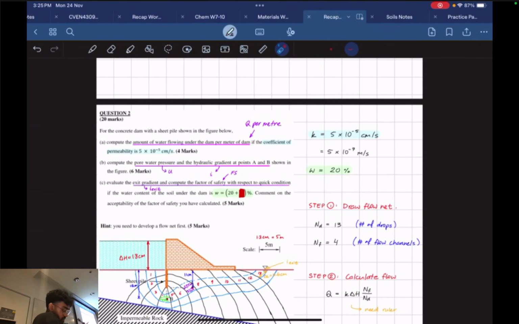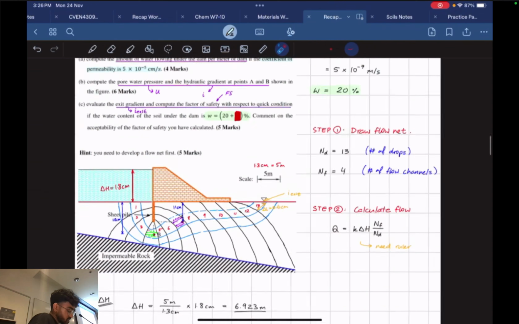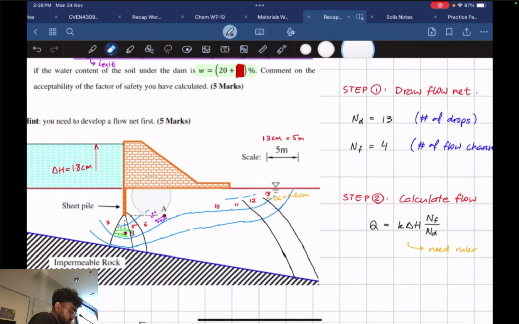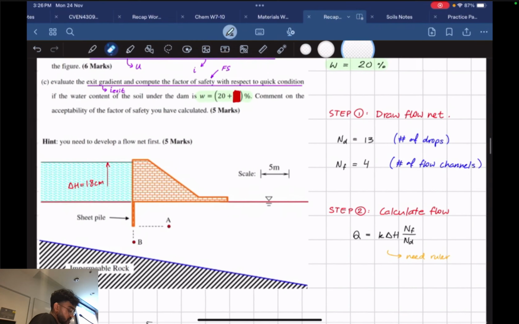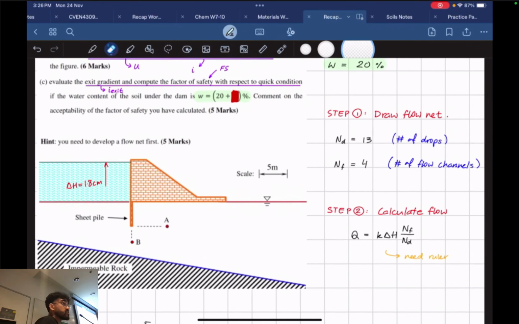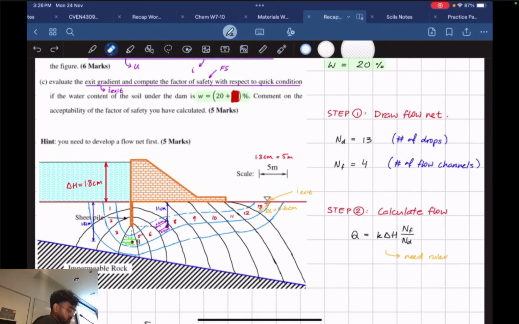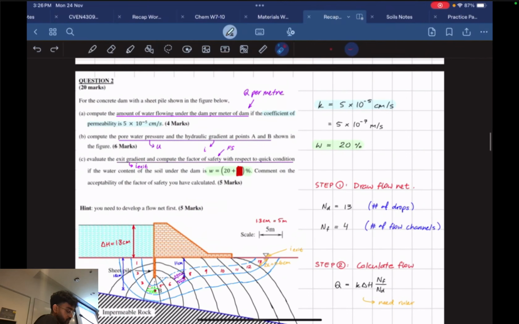So this example, you've seen something very, very similar in the 2020 paper, 2021, 2023, and last year's paper, we had something very similar as well. So you can expect a question pretty similar to this for 2D seepage. So they'll give you something that looks like this. Alright, and first of all, what you have to do is develop a flow net. Alright, so I've developed my own flow net roughly here. However, let's read through the question first.